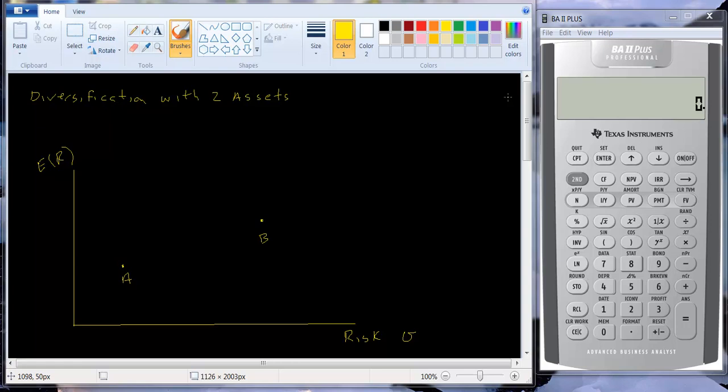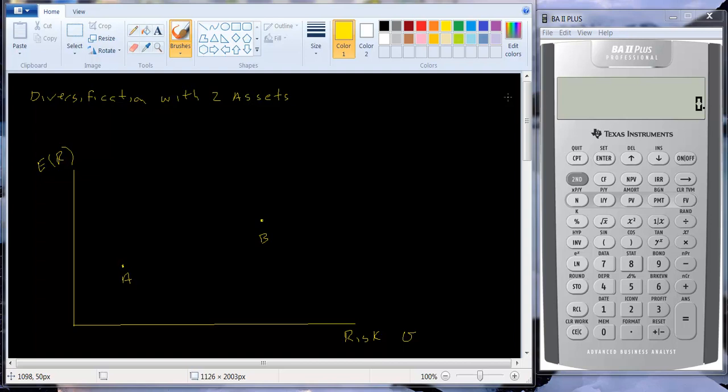In a previous tutorial, we talked about correlation and covariance between different assets. And we found that you can combine two assets together that have low degrees of correlation and actually get some diversification benefit. What I want to do in this tutorial is show you graphically what we mean by that.